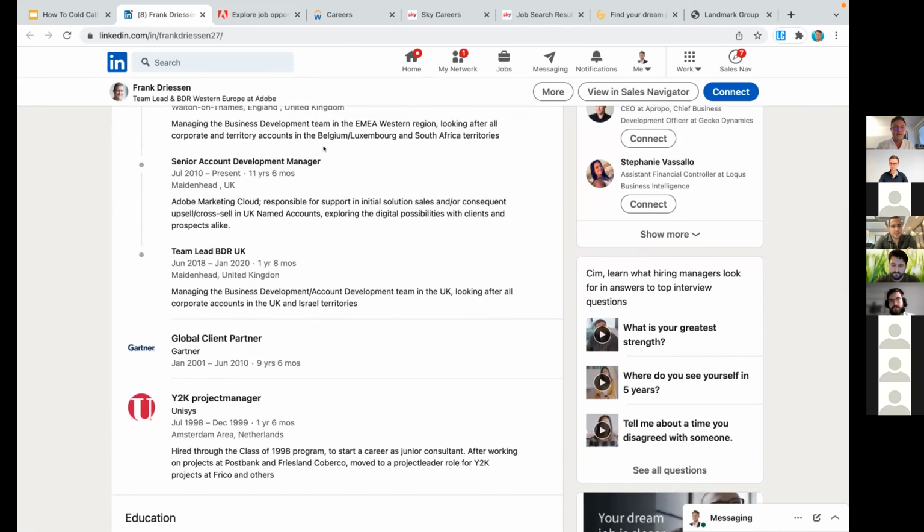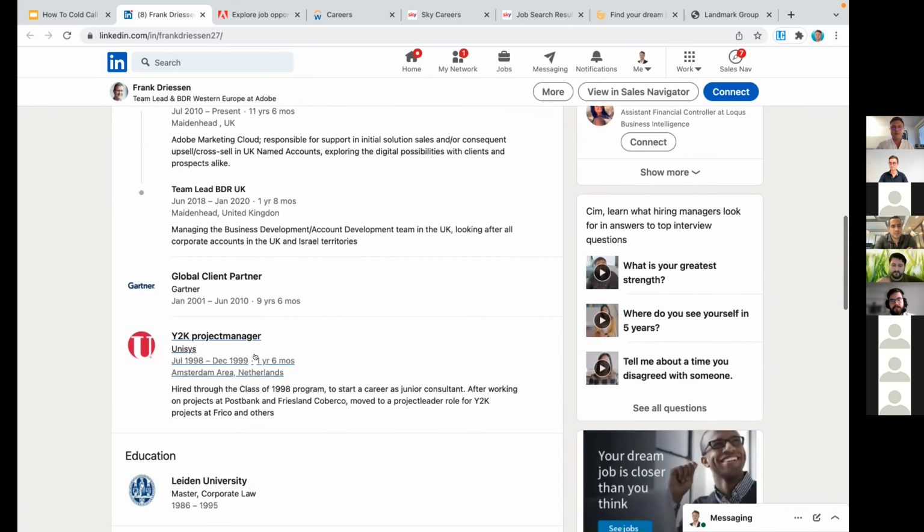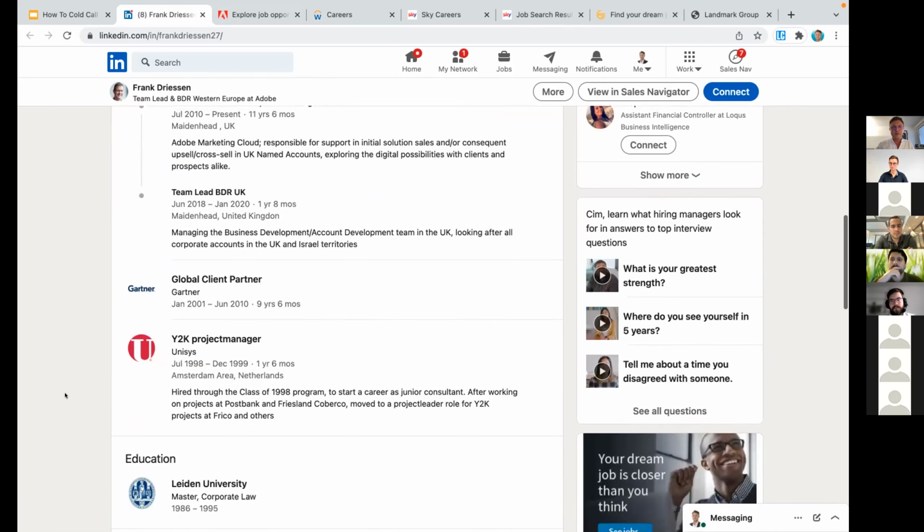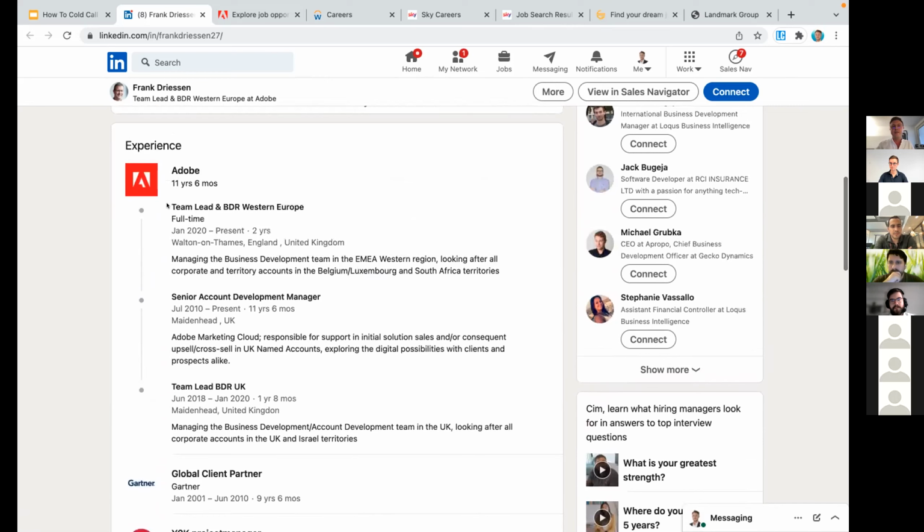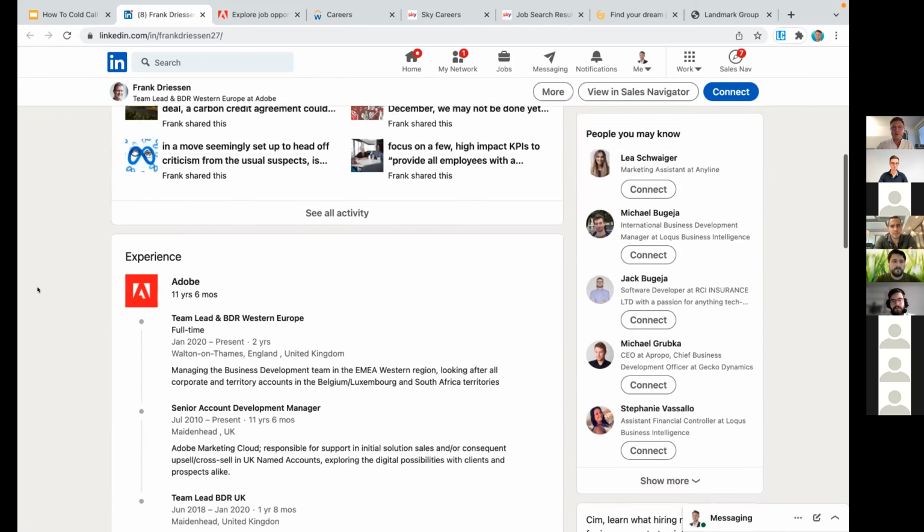You can also look at his previous positions, and it also kind of gives away already what probably a personality profile he has. So I assume, as he's a team lead and BDR in Western Europe, he's probably outgoing, so he would be on the upper hemisphere. I wouldn't say that he's an introvert, just from the first insights I got here.